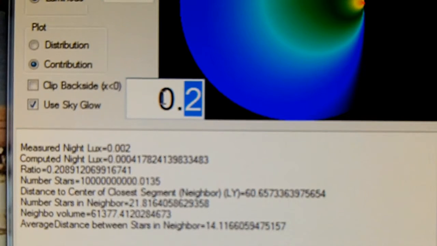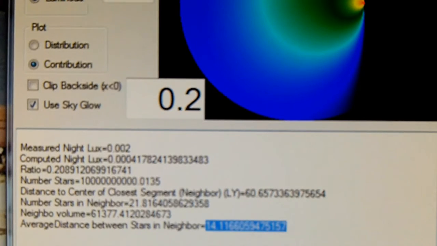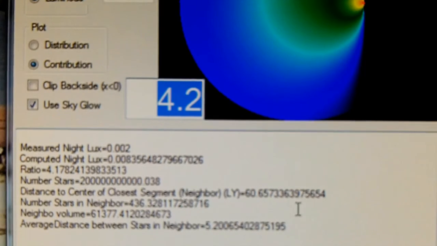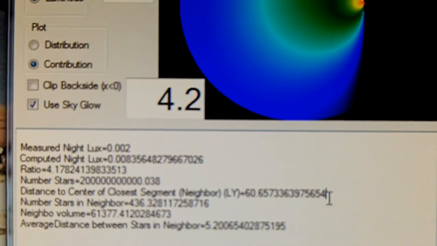In other words, if the computation matched the measured sky, this would come out to 1. This is the ratio between how we compute how dark or bright the sky should be over what we measure. In order to get the right distribution of stars that match, I had to reduce the number of stars to 10 billion. Now we get 1/5 the amount of brightness at night. If I put in the number of stars that they say, let's say 200 billion, and I reprocess, the nighttime sky should be about 4 times as bright as what we measure. And the average distance between stars is too close together.